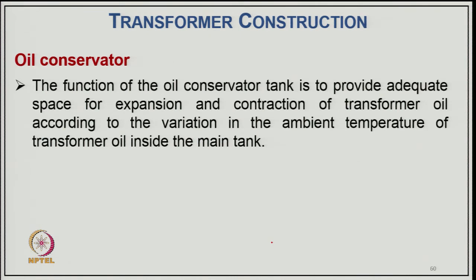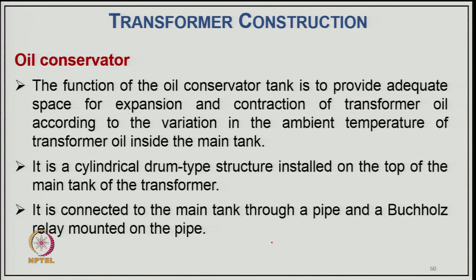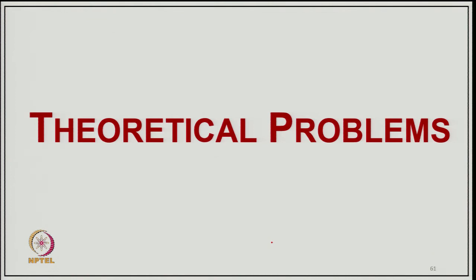Now, coming to the oil conservator, the function of the oil conservator tank is to provide adequate space for expansion and contraction of the transformer oil according to the variation in the ambient temperature of the transformer oil inside the main tank. It is a cylindrical drum type structure installed on the top of the main tank of the transformer, and it is connected to the main tank through a pipe, with a Buchholz relay mounted on the pipe.